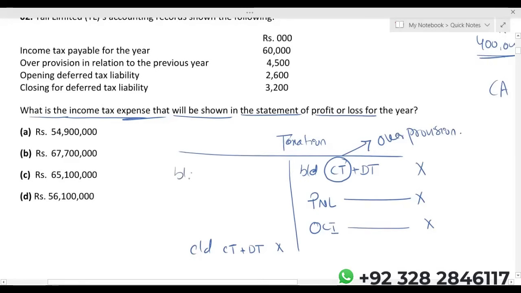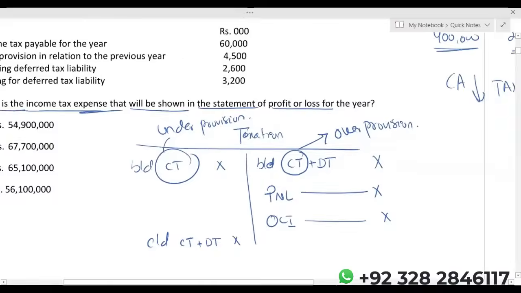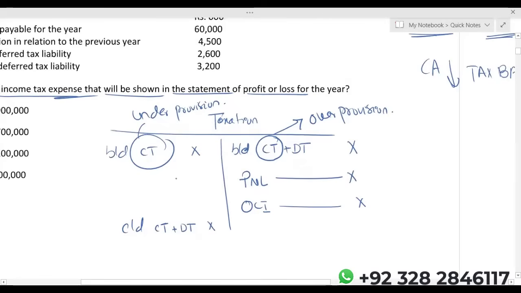Sometimes it is also possible that the BD (brought down) of current tax comes on the debit side. If the BD of current tax comes on the debit side, then it shows an under provision. And logically, you need to know one more thing: over provision actually reduces current year income tax expense, and under provision actually increases current year income tax expense. Sometimes you will get a balancing figure here, which is tax paid.